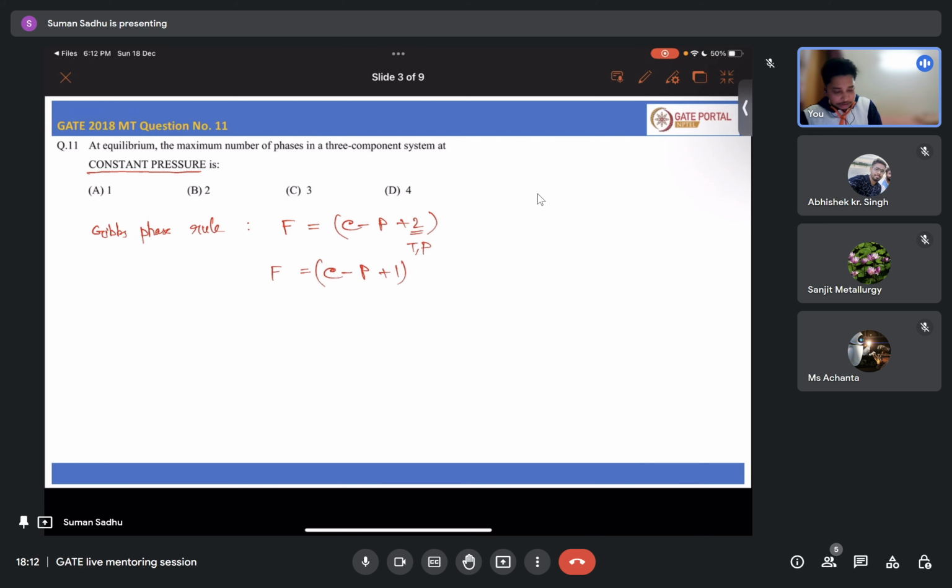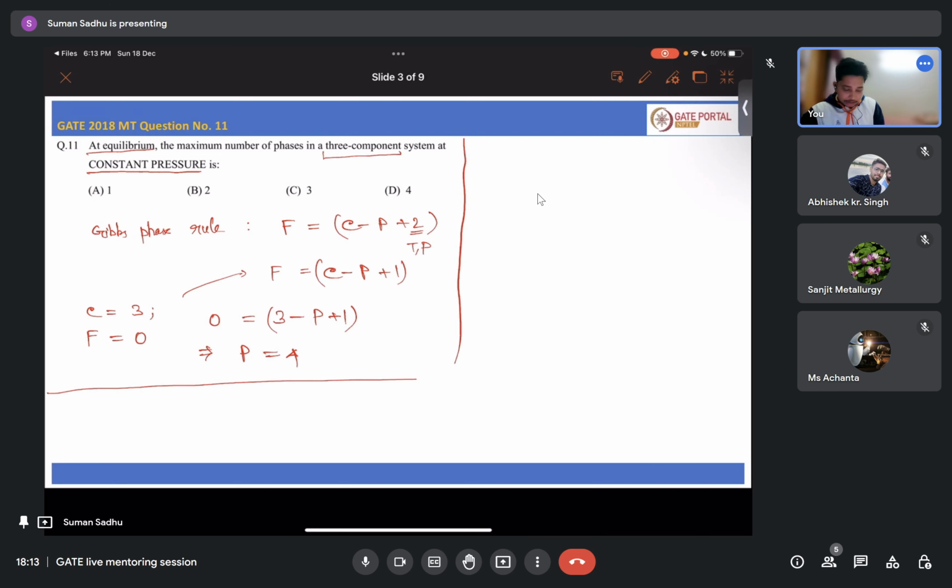So now the number of components is 3. So C equal to 3. And at equilibrium, your F value will be 0, right? So now if you put these values in this equation, you will get 0 is equal to 3 minus P plus 1. So P will be 4, right? So this is a very easy question to solve.